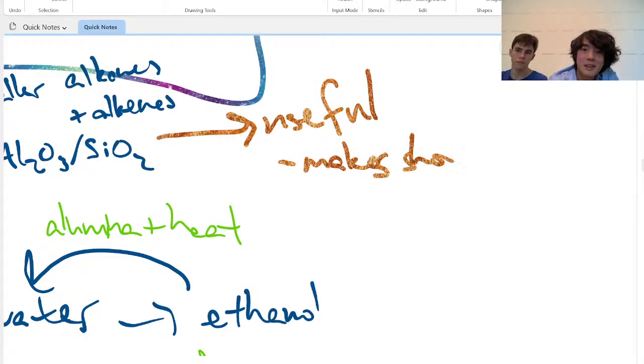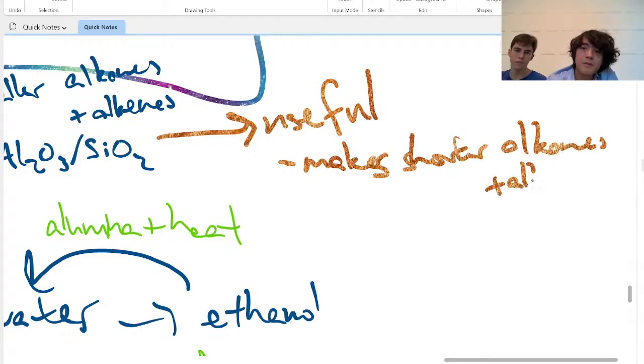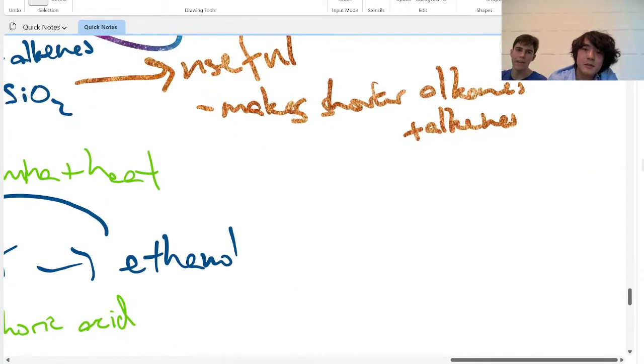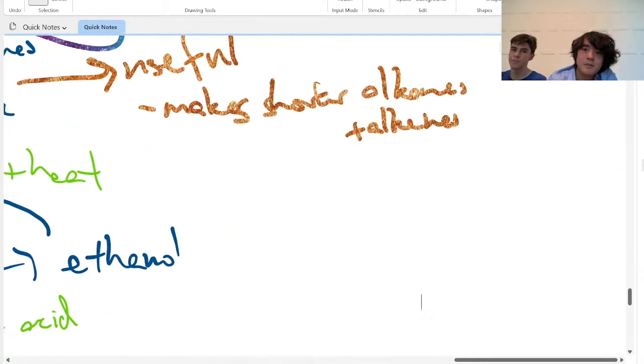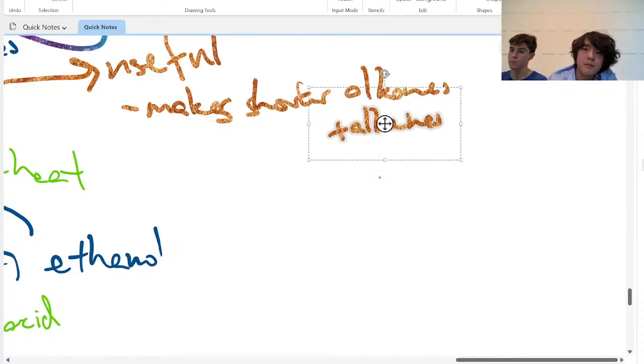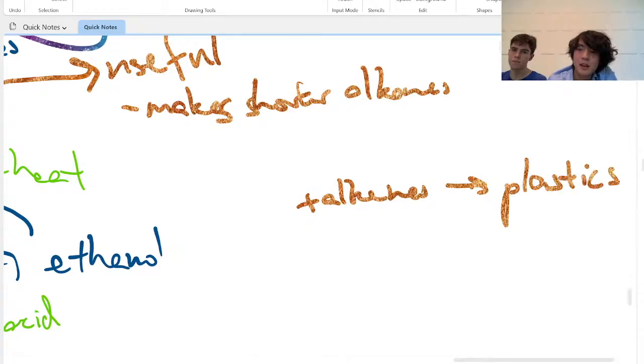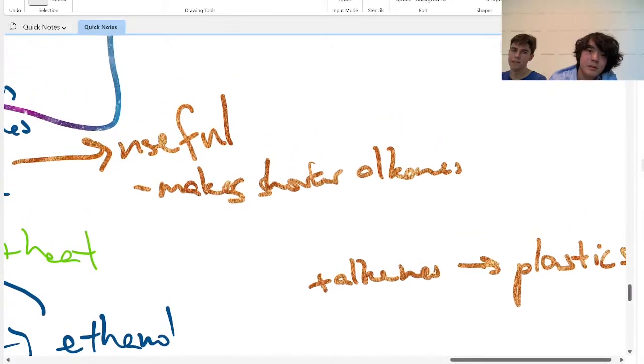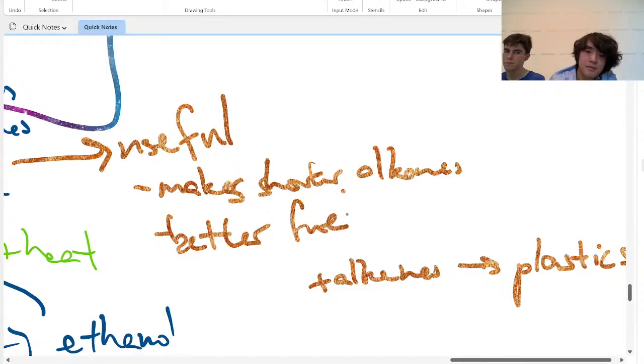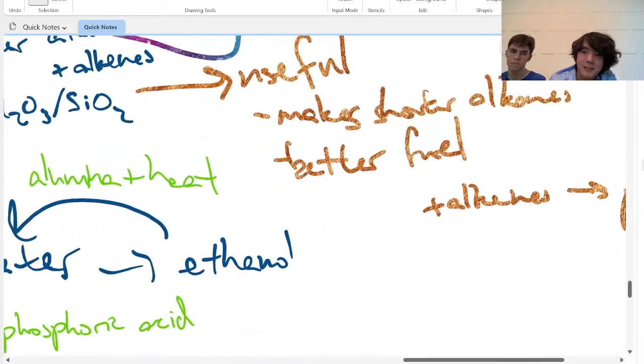They're more flammable and in high demand. And cracking makes alkenes, which are base monomers for polymers like plastics. So alkenes make plastics, and alkanes make better fuel. Okay, I think that's everything.